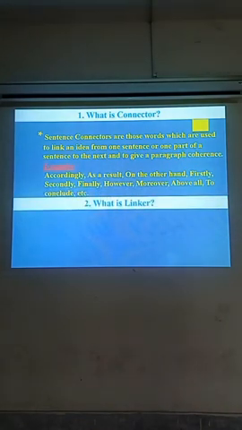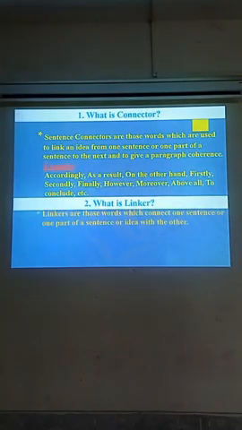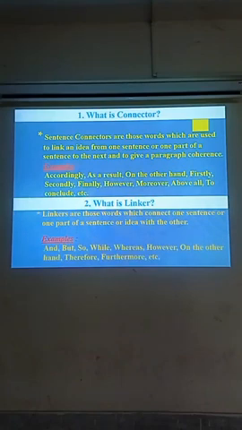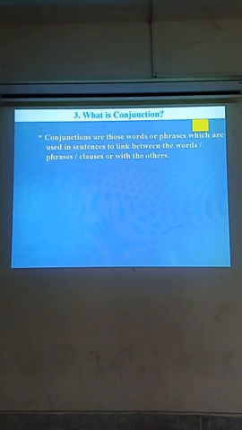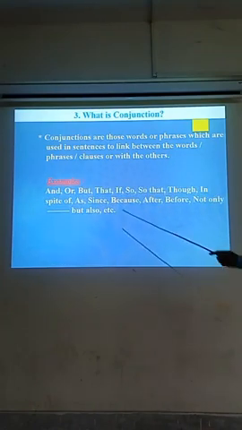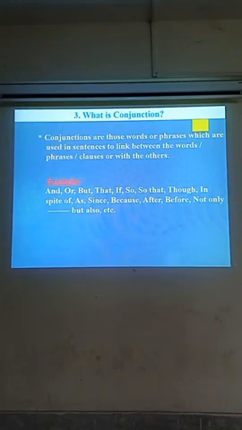Now we will go to the second answer. What is linker? Linkers are those words which connect one sentence or one part of a sentence or idea with the other. I have already shown you the example. Okay, next we will go to question number 3. Answer of the question: conjunctions are those words or phrases which are used in sentences to link between words, phrases, clauses, etc. And then you can see the examples: and, or, but, that, if, so, etc.